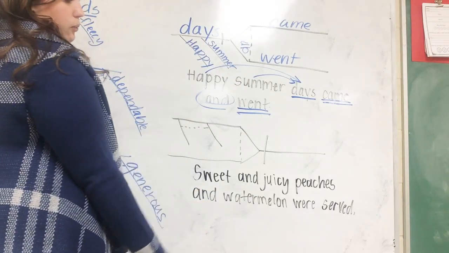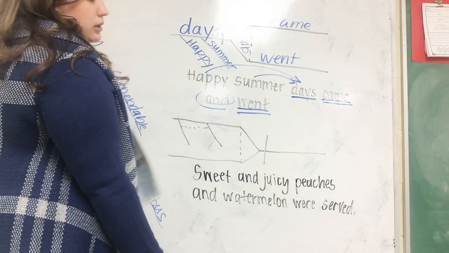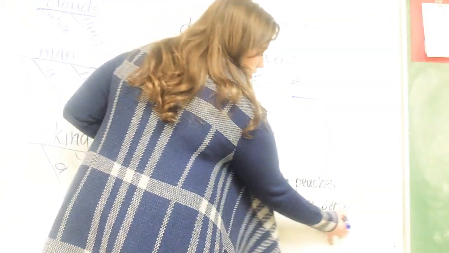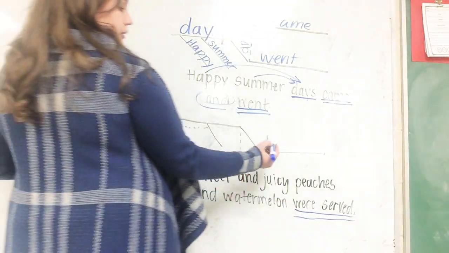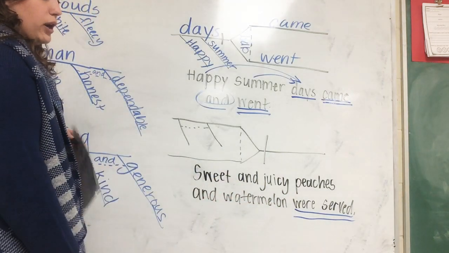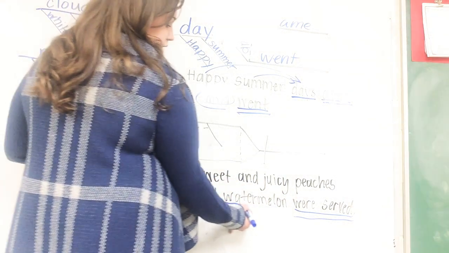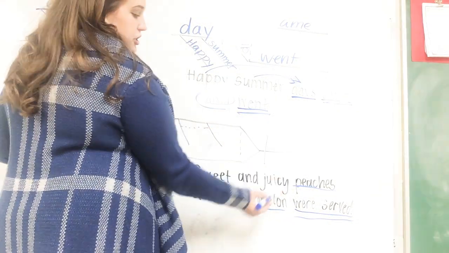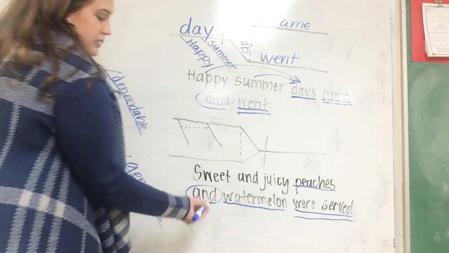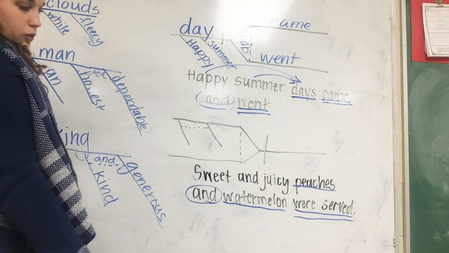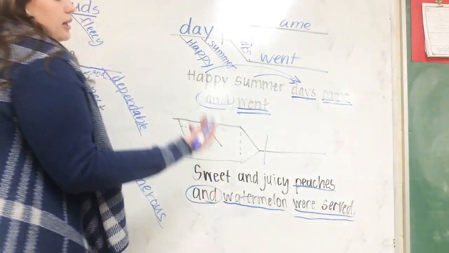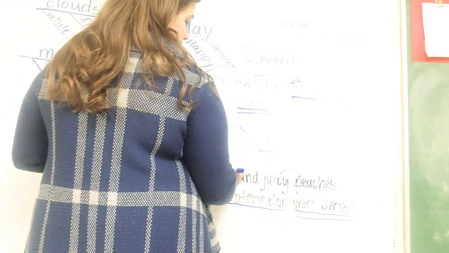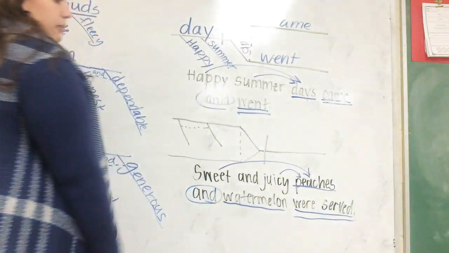Okay, let's go down to number 2. Sweet and juicy peaches and watermelon were served. Start with our verb. What's our verb? It's a helping verb and an action verb. Were served is our verb. What was served? What were served? Watermelon was served. What else? Peaches were served. Subject, peaches and watermelon were served. My connecting word is and, okay? So now we need to know what sweet and juicy are. What do they describe? They describe peaches. Sweet and juicy peaches and watermelon were served.